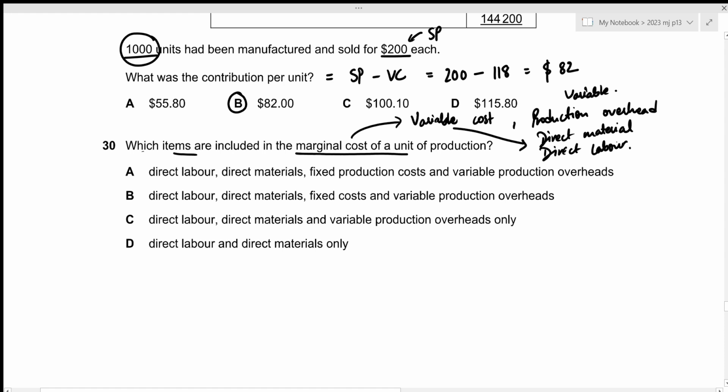Okay, so for the first option, we have direct labor, direct materials. We have fixed production cost, which is incorrect. The second one is direct labor, direct materials. Again, there's fixed cost, which is incorrect. For the third one, we have direct labor, direct materials, and variable production overheads only. That's the correct answer. For the fourth one, we have direct labor and direct materials only. So we're missing variable production overheads in this case. So that's incorrect. Alright, this concludes paper 1-3 for May June 2023.